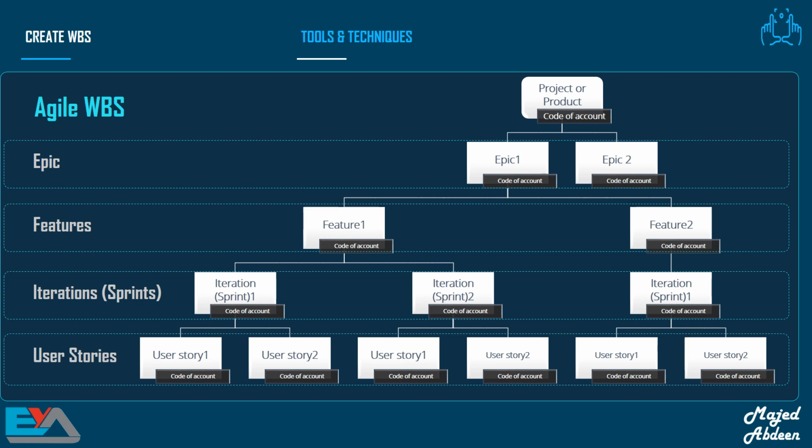Now you want to tell stories to your friend about one of these epics. So you use user stories to describe one scene. In the movie, you will see many features for one epic. These features can have many iterations, then many user stories. In Agile, the last level is always user stories. In the traditional WBS, the lowest level is called a work package, while in the Agile WBS, the lowest level is user stories. Work packages are roughly equal to user stories.